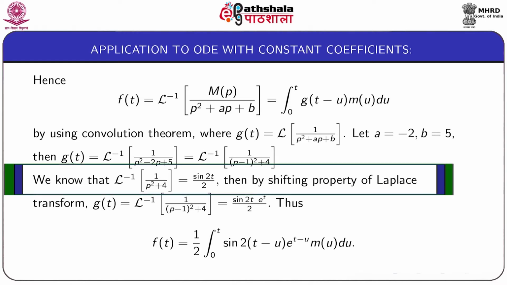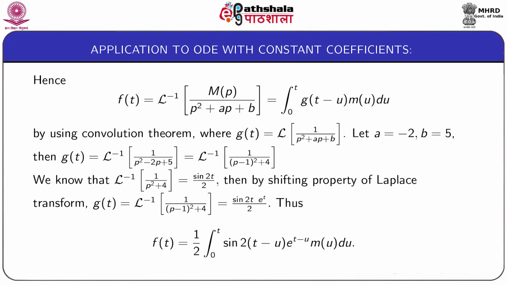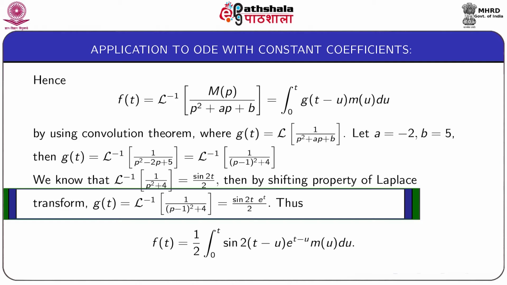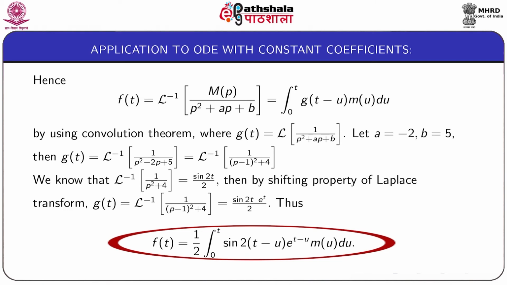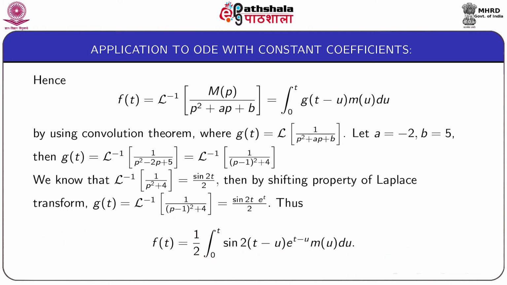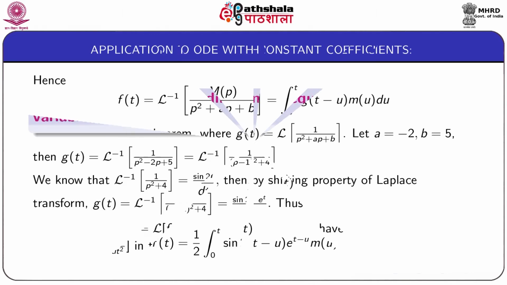Now we know that Laplace inverse of 1 by (p square plus 4) is equal to sine 2t by 2. Then using the shifting property of Laplace transform, we obtain g(t) equal to Laplace inverse of 1 by ((p minus 1) whole square plus 4), and that is equal to sine 2t into e to the power t by 2. Thus for a equal to -2, b equal to 5, the solution of the given differential equation is given by f(t) equal to half integral from 0 to t sine 2(t minus u) e to the power (t minus u) m(u) du.